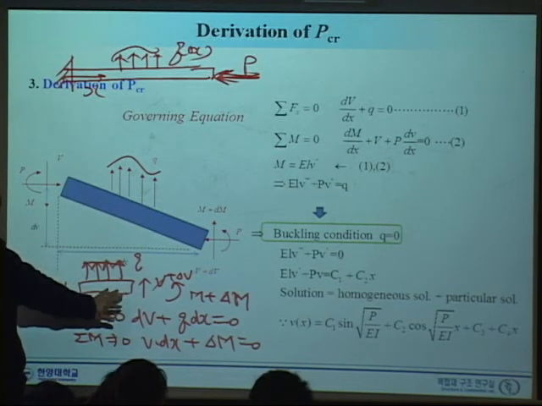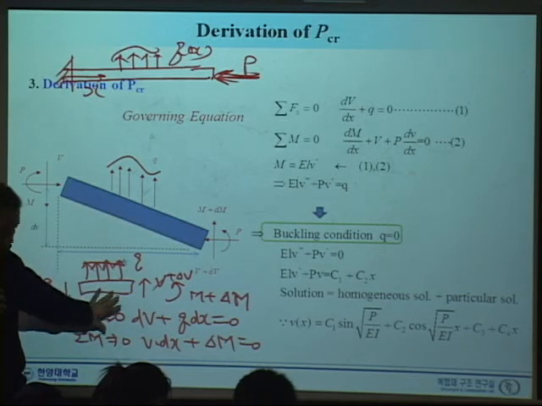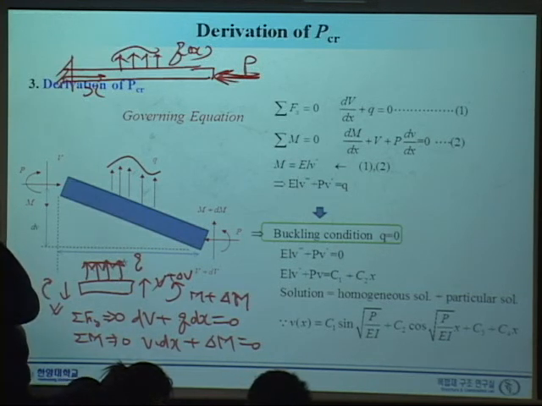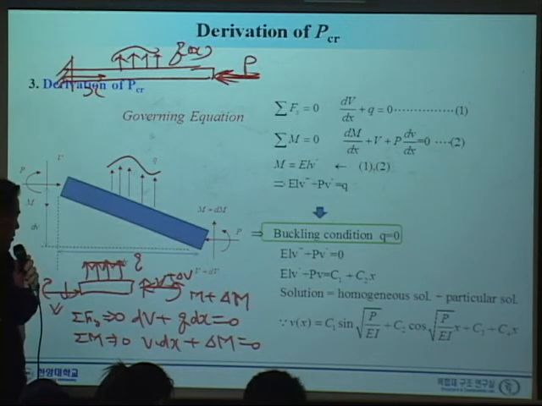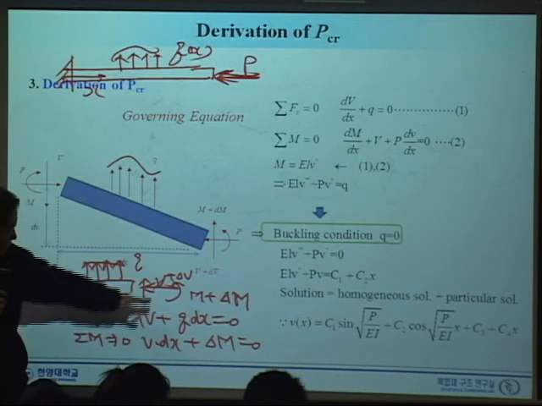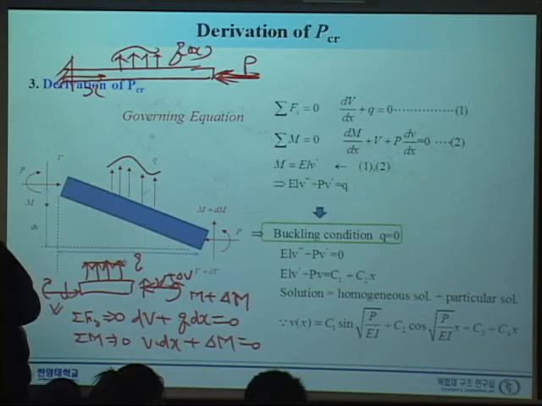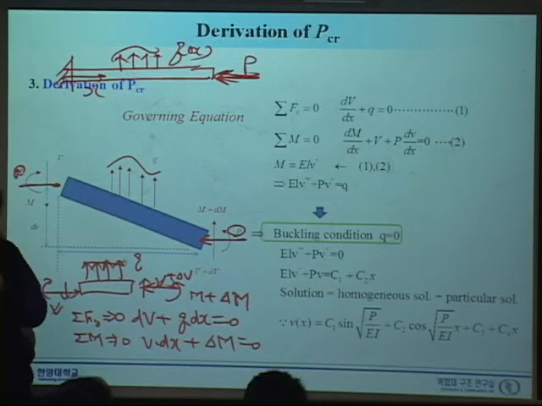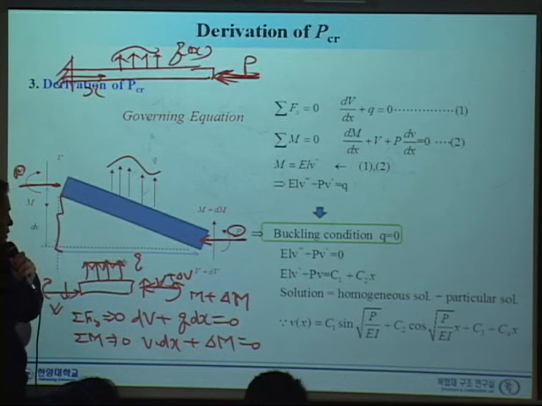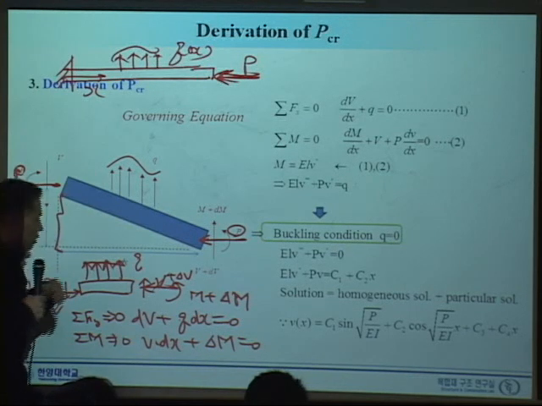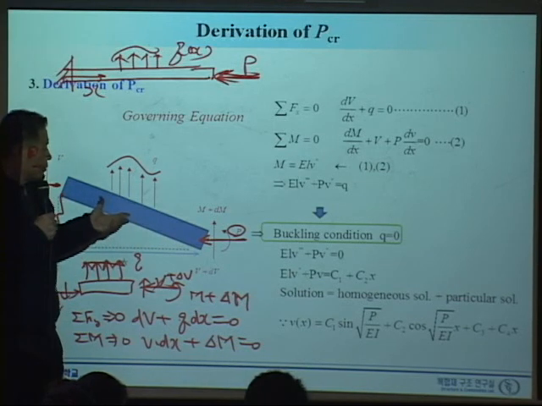Right? Okay. Now, at this time, we didn't consider the compressive load. What does this compressive load change in the equilibrium equation? See, we have a P here, we have a P here. The same magnitude P is applied to these structures. And we assume there is a certain deflection. And let's take a look at the moment equilibrium.